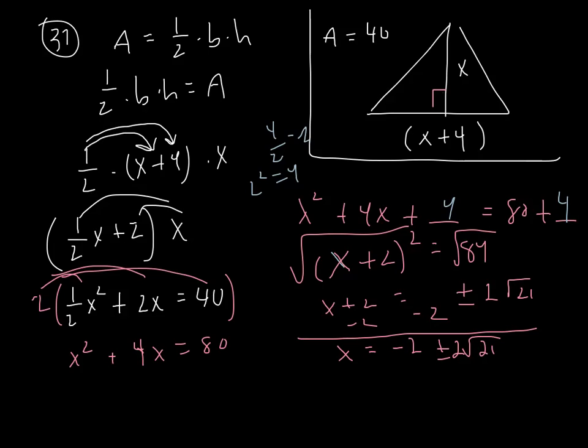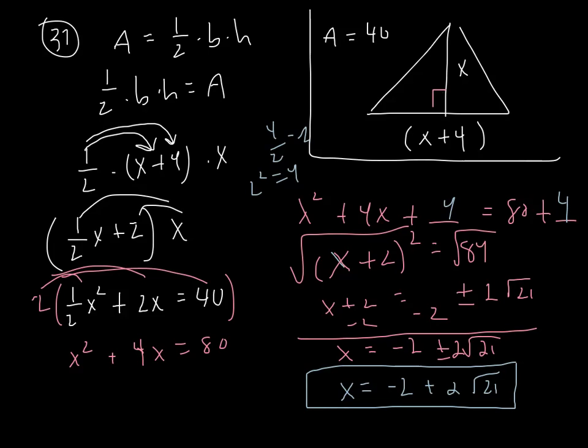But the negative 2 minus 2 radical 21 is a negative value. And, you know, truth be told, this x is the length of a side, so x is only going to be one answer, and that's going to be negative 2 plus 2 radical 21, because 2 radical 21 has a value larger than 2. So the overall answer is positive.